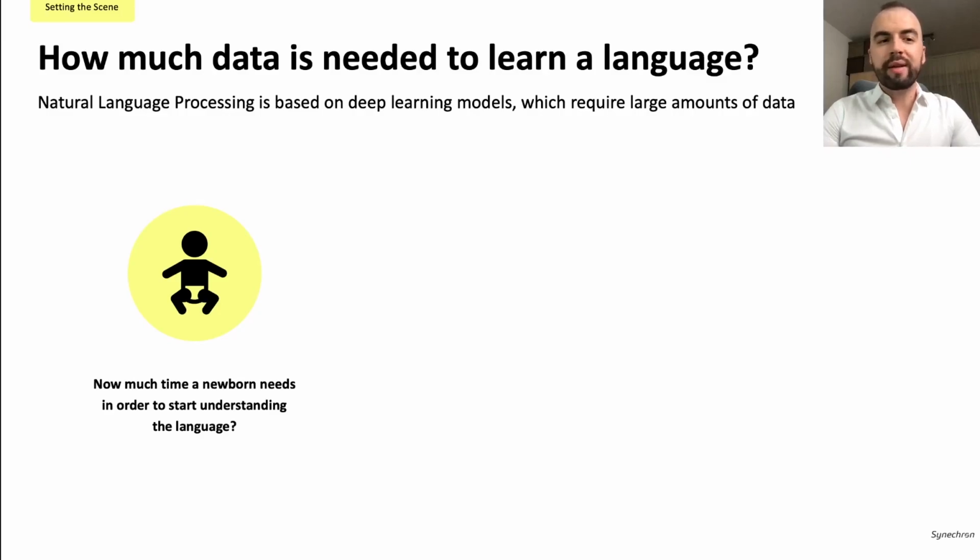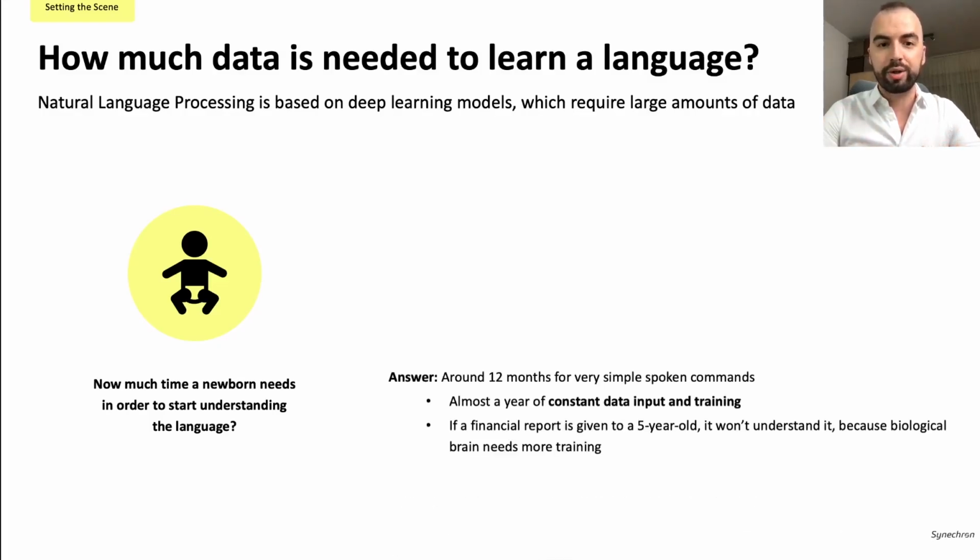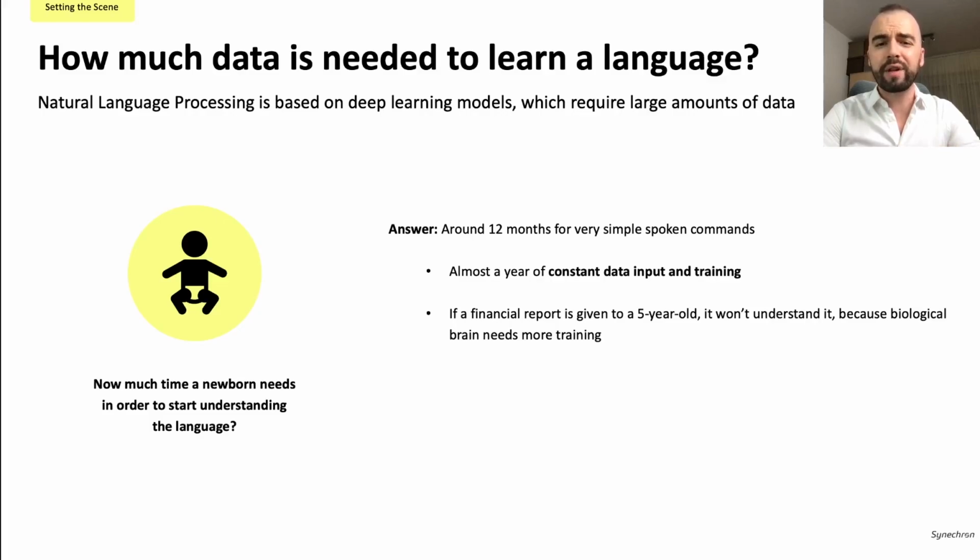Natural language processing is a field of artificial intelligence that aims to understand written data, in this case understand text. So how much time is needed for a newborn in order to start understanding the language? So in this case, the question is how much time the biological brain needs to train itself to understand the language. Answer is roughly around 12 months, but for very simple spoken comments.